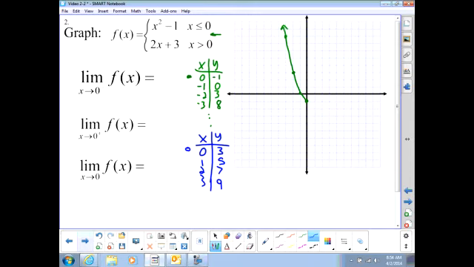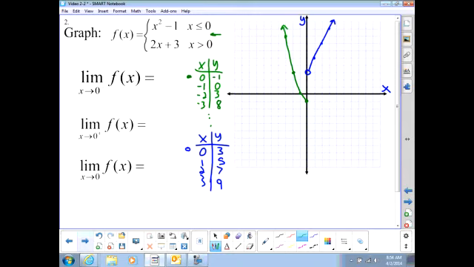So at 0, 3, we need to put an open circle, because it's not actually taking on that value there. It's just after 0. We'll have 1, 5, 2, 7, and 3, 9. And then it continues. So this is an example of a piecewise function. You should have graphed some of these in pre-calc. And now we'll evaluate our limits.